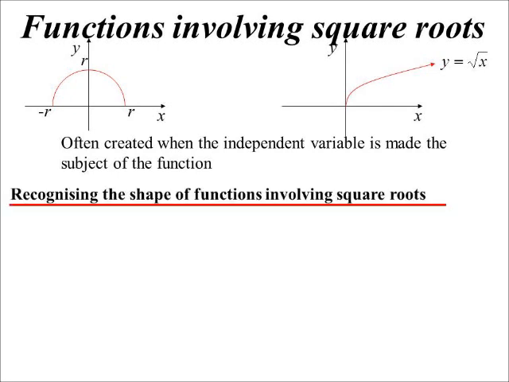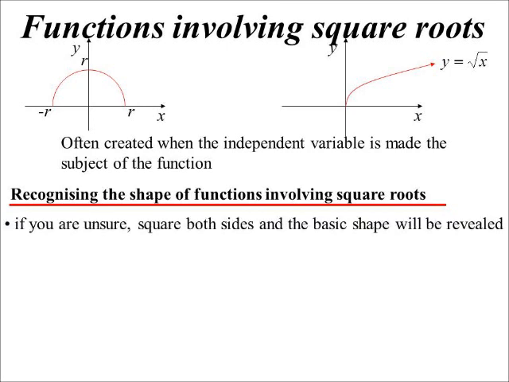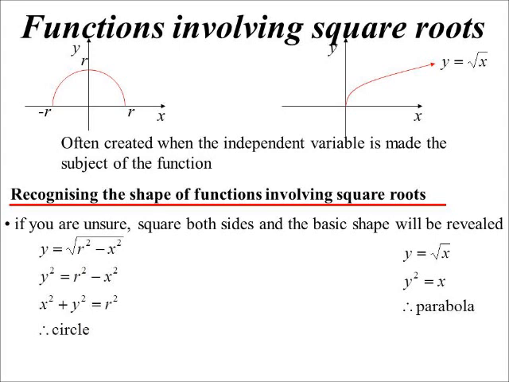So recognising the shape, look, if you're not sure, say you've got y equals the square root of x and we didn't know it was the top half of the parabola, then just square both sides. When you square both sides, you'll see what the shape's going to be. So our circle, well hang on, y equals the square root of r squared minus x squared. Perhaps we didn't recognise that to be a semicircle. Square it, rearrange it, and you say, oh, it's a circle. But it's only half of it, so it's the top half of the circle. Similar with the parabola. If I squared, I go, oh look, y squared equals x. I know I have a parabola, but just the top half of the parabola.